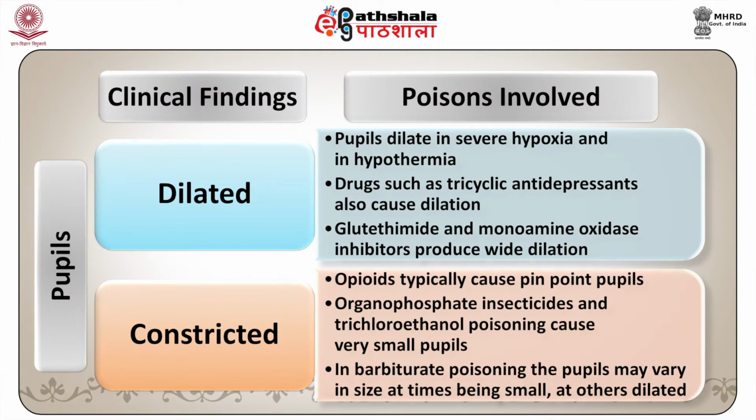Next, the pupils. If the pupils are dilated, it means the pupils dilate in severe hypoxia cases and in hypothermia also. Drugs such as tricyclic antidepressants also cause dilation. Glutethimide and monoamine oxidase inhibitors produce wide dilation of the pupil. Next, if the pupils are constricted, the opioids typically cause pinpoint pupils, meaning constriction of the pupil. Organophosphate insecticides and trichloroethanol poisoning will also cause very small pupils. In barbiturate poisoning, the pupils may vary in size, at times being small and at other times dilated.